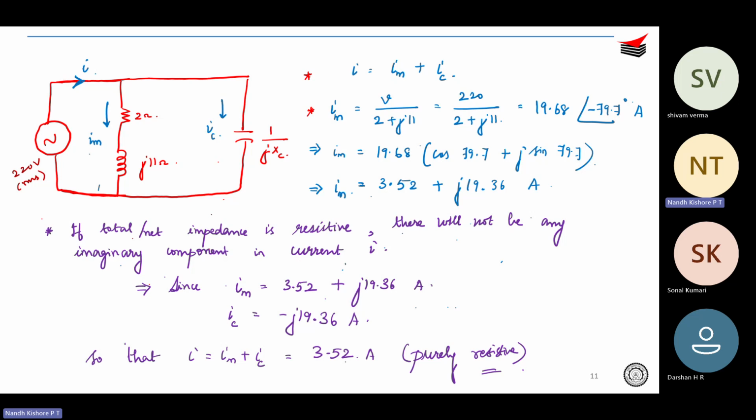Did you understand this concept? This is how you should design the capacitor. The capacitor should be designed so that whatever reactive, lagging current the motor is drawing, my capacitor should be able to supply that current, so that the net current drawn from the source is purely resistive. Are you understanding?